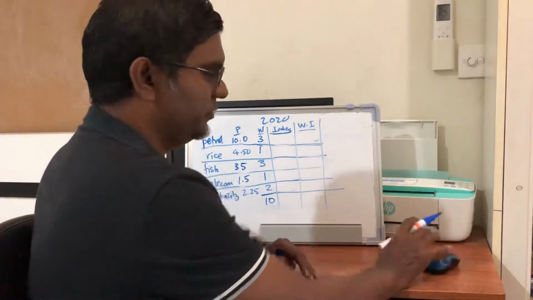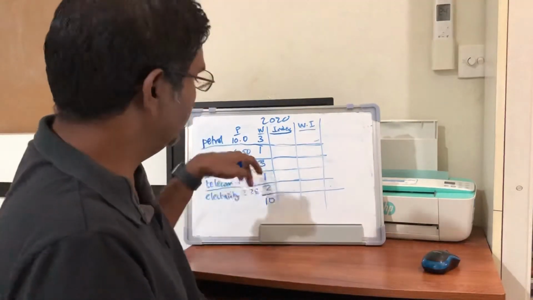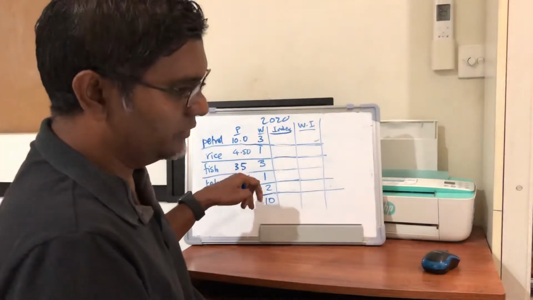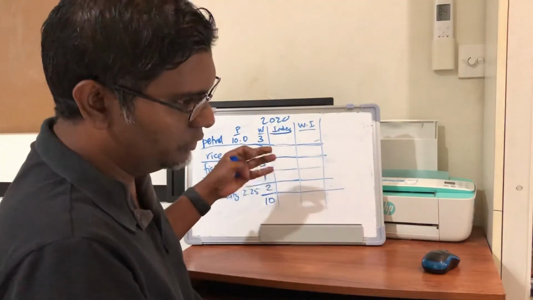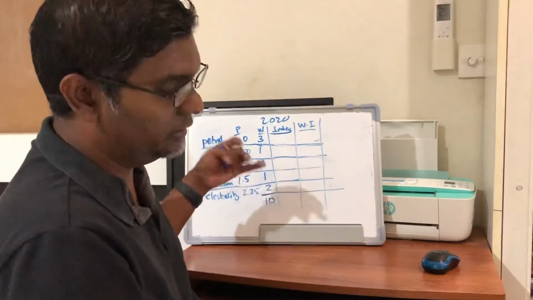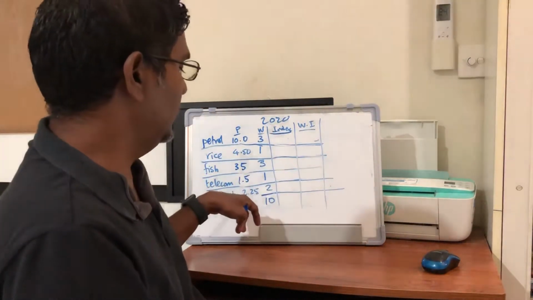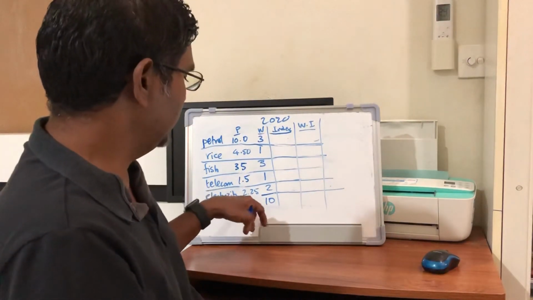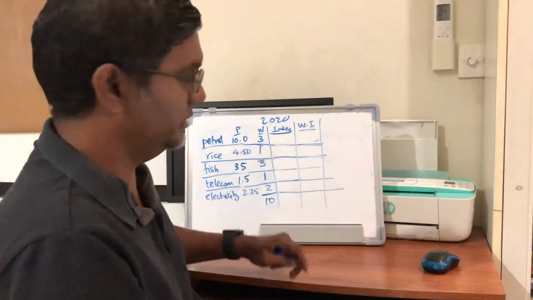But the price of fish has increased from 25 to 35 rupiah. The price of telecom has reduced to 1.5 from 2.5 in 2019. Similar to the price of rice, the price of electricity has remained unchanged.